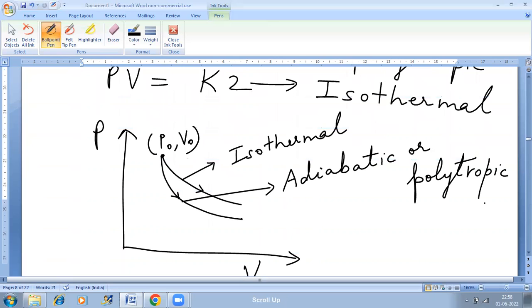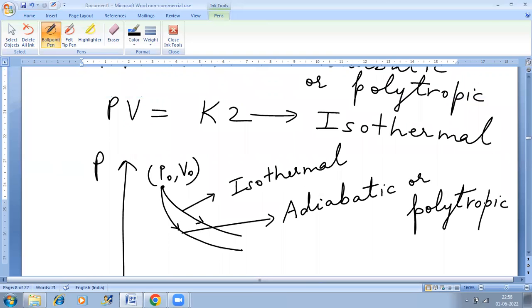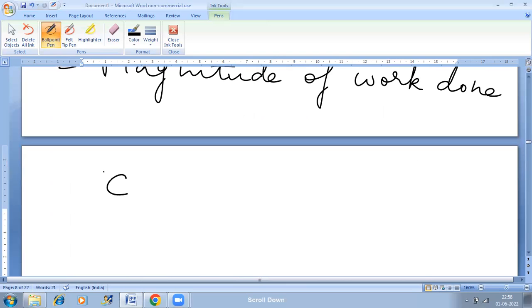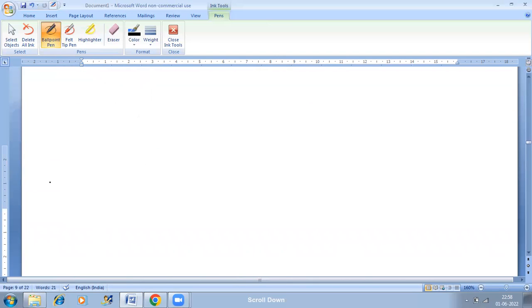Magnitude of work done is greater if the process is isothermal. That means I consider that the value of work done in the second process is greater in the above expansion, irrespective of the values of K1 and K2. If I'm talking only about magnitudes, hence C is the correct option. 39th question.